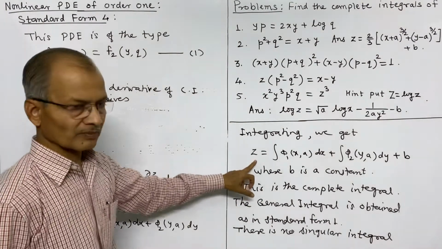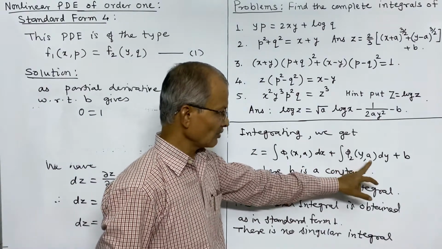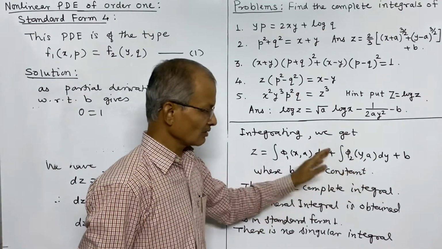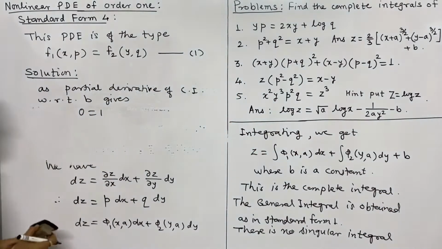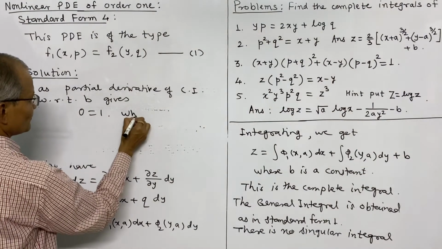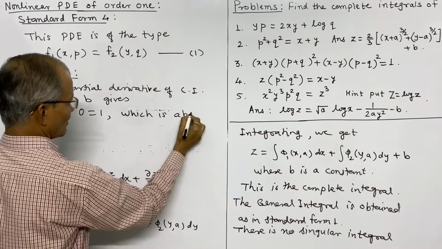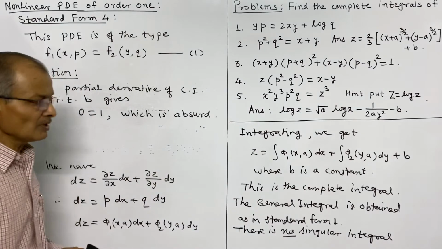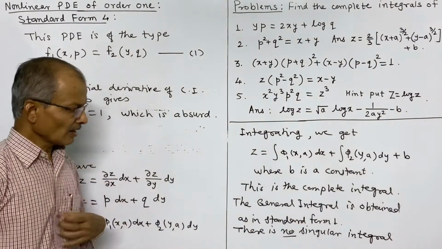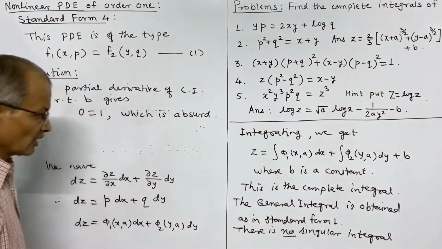The left side, the derivative of z with respect to b, is 0, and this is also 0 plus 0, because there is no b in this, so it is treated as constant, and the derivative of b with respect to b is 1. 0 is 1, which is absurd. And therefore there is no singular solution. Only the possibility of complete integral and general integral is there. So these we can find, but no singular integral.